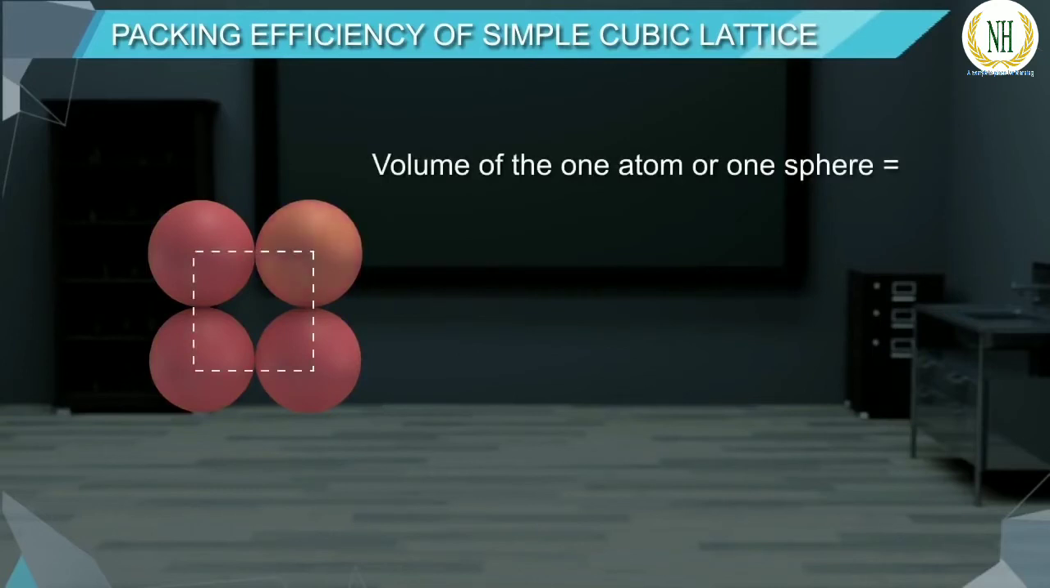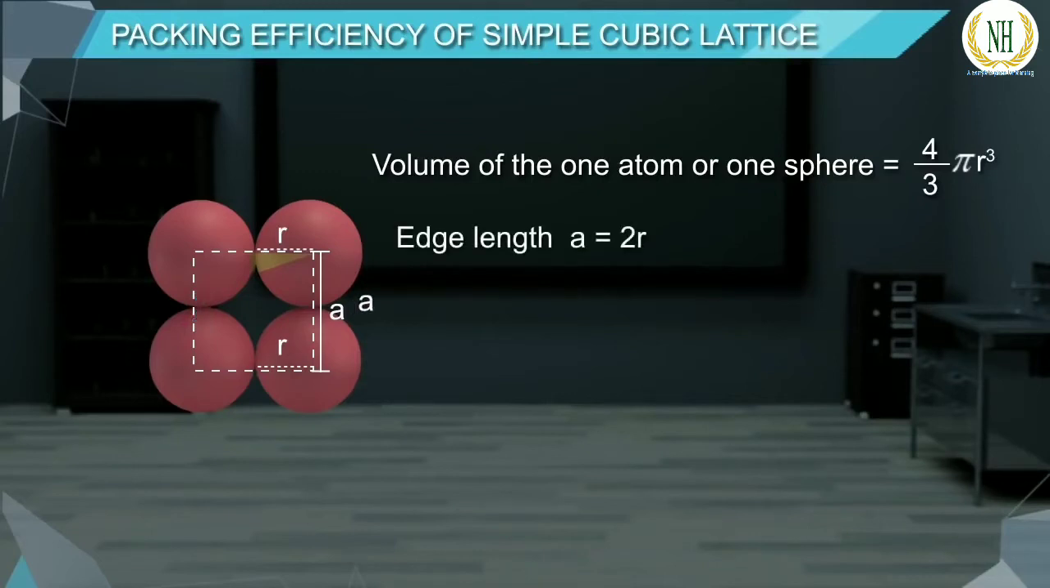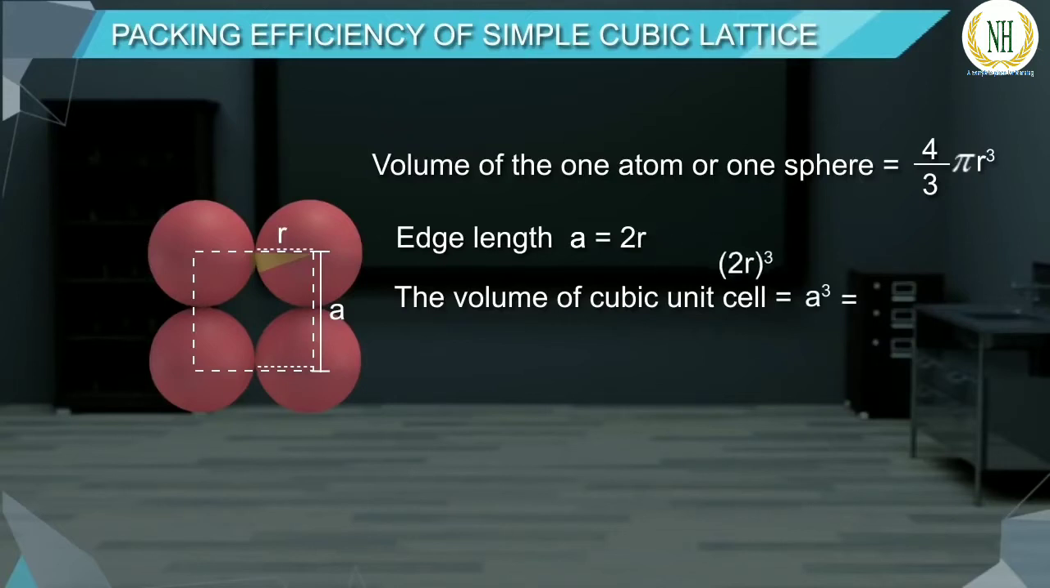Volume of one atom or one sphere is equal to 4/3 πr³. Let a be the edge length of the unit cell and r be the radius of the sphere. The spheres at the corners are touching each other. Then we have edge length a equal to 2r. The volume of the cubic unit cell is equal to a³, which is equal to (2r)³, which is equal to 8r³.